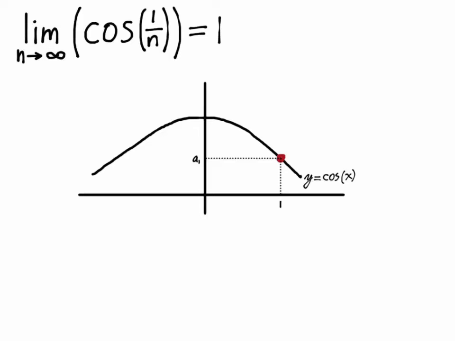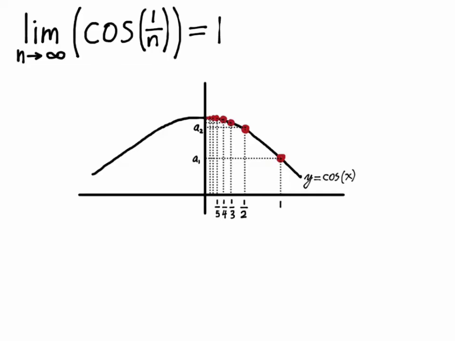And when n equals 2, we have cosine of 1/2. Identify the location of 1/2, and a sub 2 is this y-coordinate up here. And we could continue with a sub 3, which is cosine of 1/3, and so on. And we get a sequence of points plotted in red that all lie on this curve, and you can see that the y-coordinates form a sequence of numbers that is approaching 1.